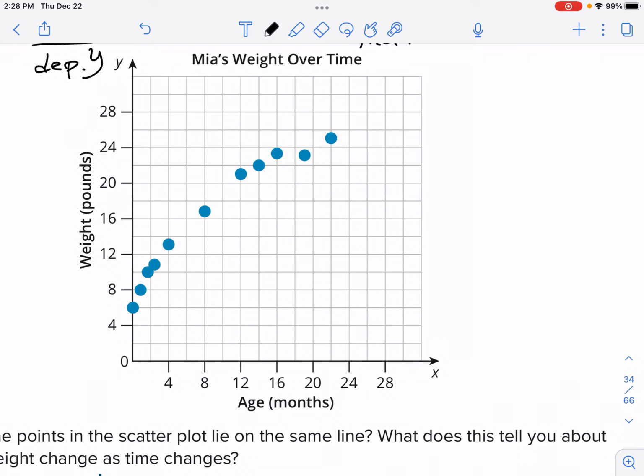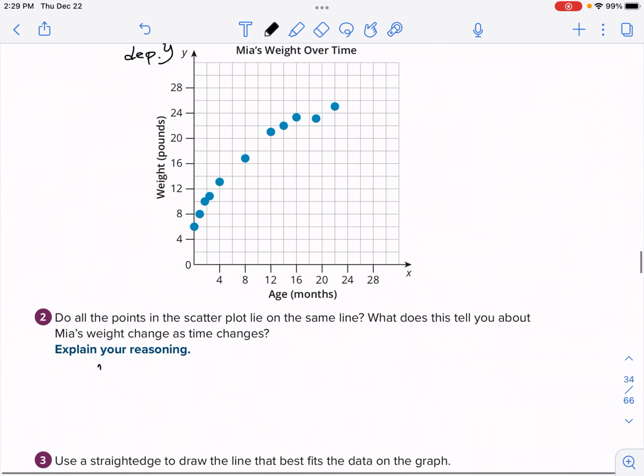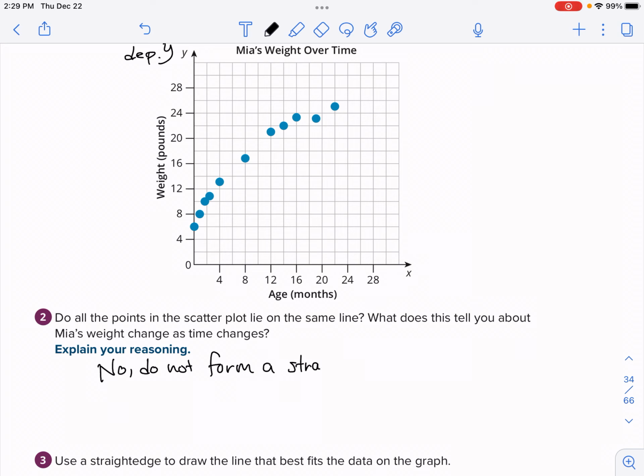So number 2, do all the points in the scatter plot lie on the same line? What does this tell you about Mia's weight change as time changes? So is this a straight line? This is no. They do not form a straight line. All right, so this means that Mia's weight does not change at the same rate over time. So not a constant rate, not a constant rate of change.